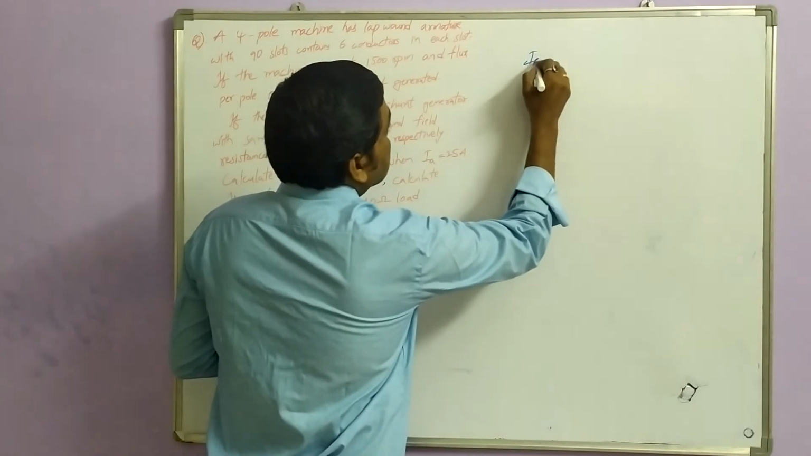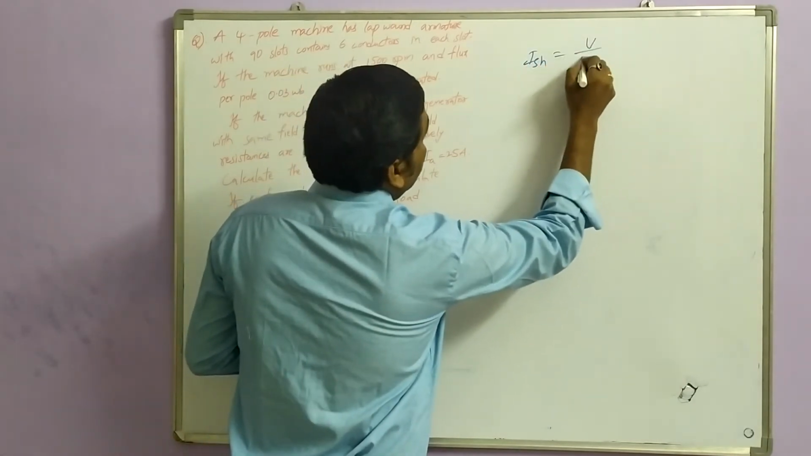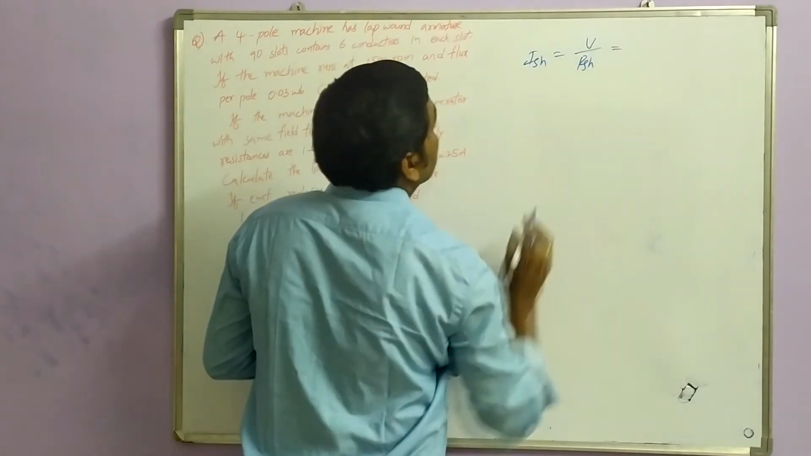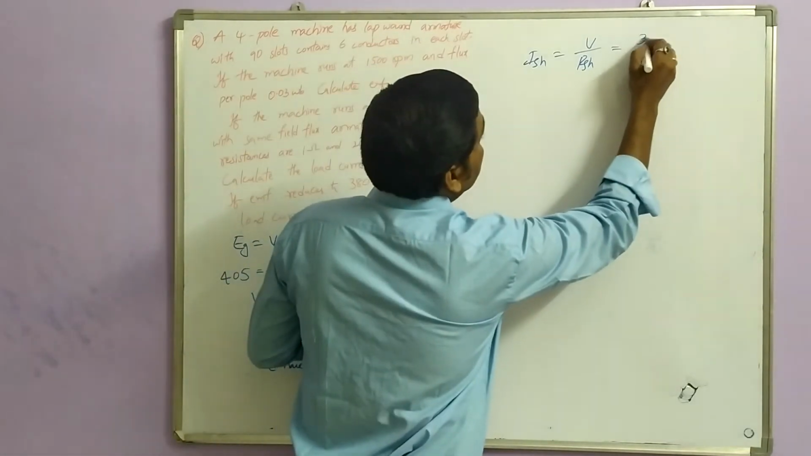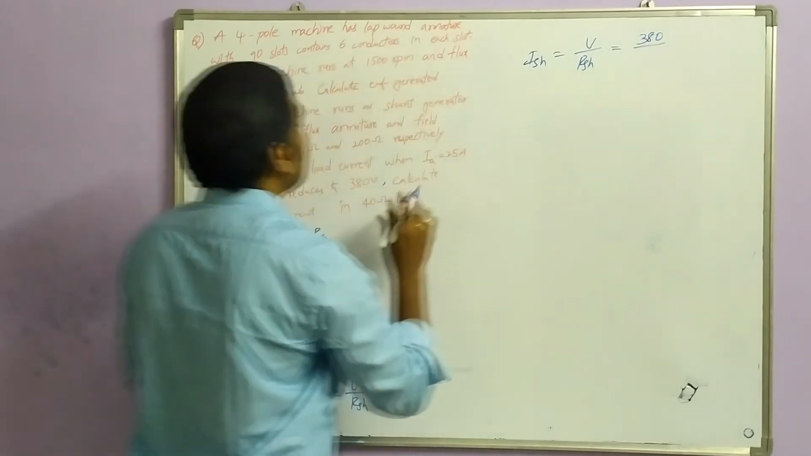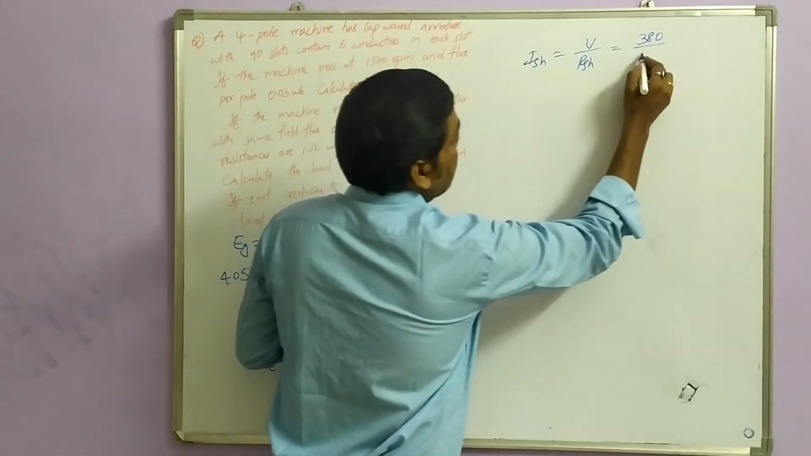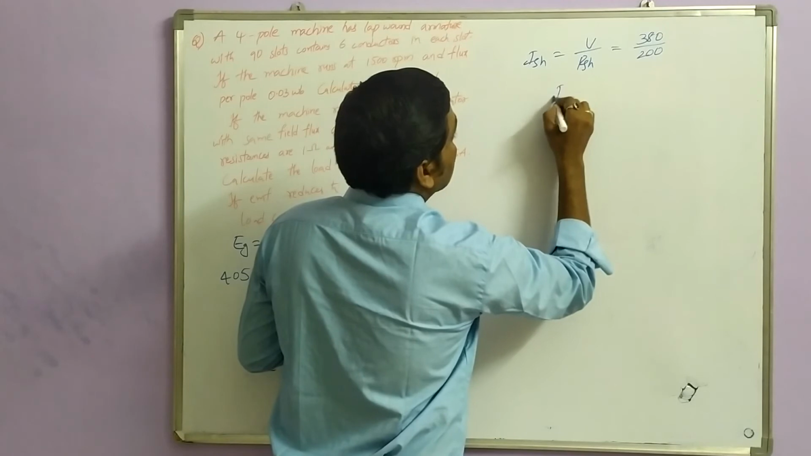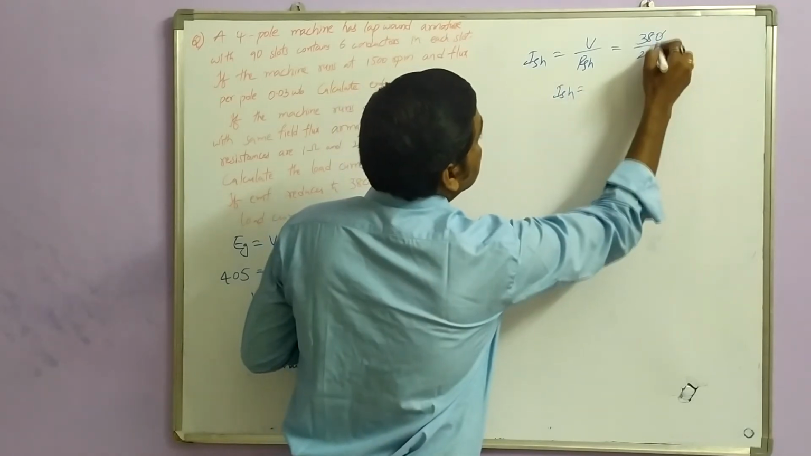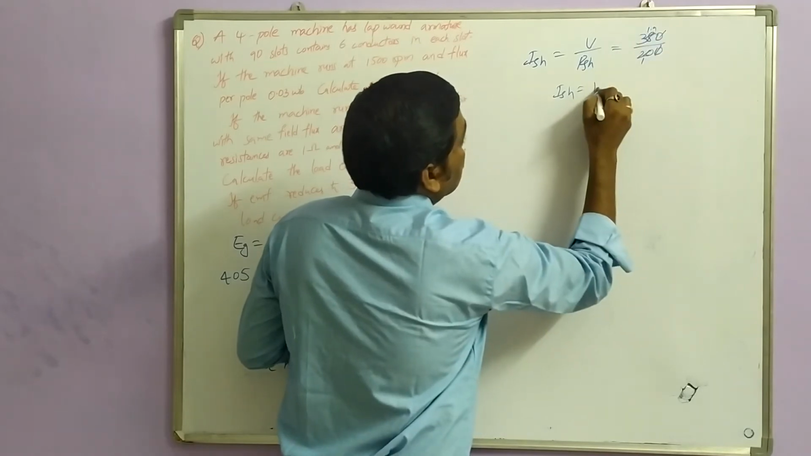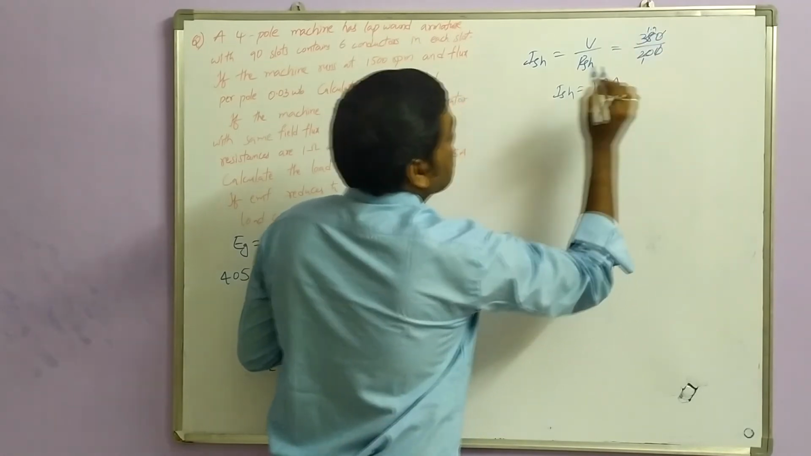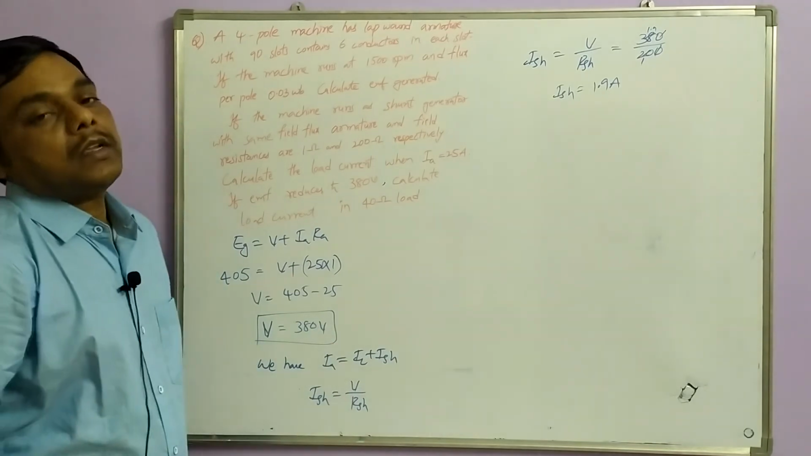Now ISH is equal to V by RSH. So we have V. So what is the value of V? 380 divided by what is the value of RSH? We are having 200 ohms. So ISH is equal to 0.019... so 1.9 amperes as a shunt current.